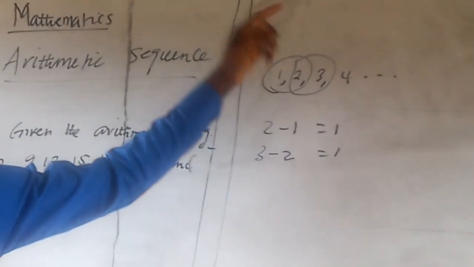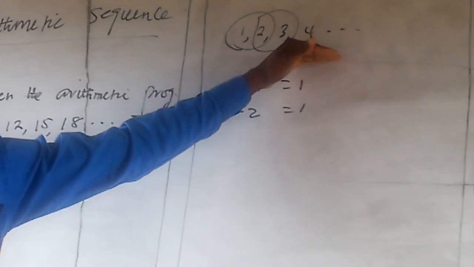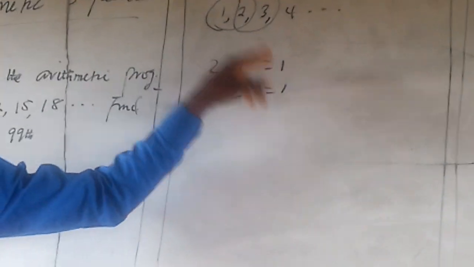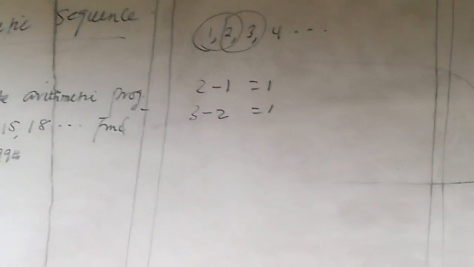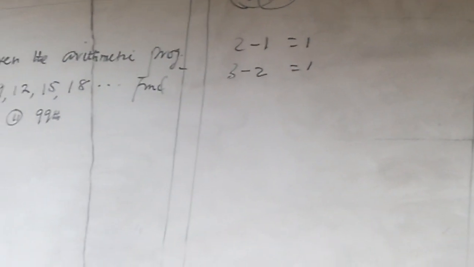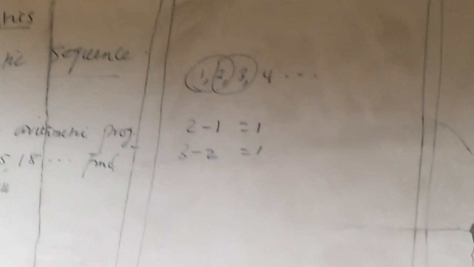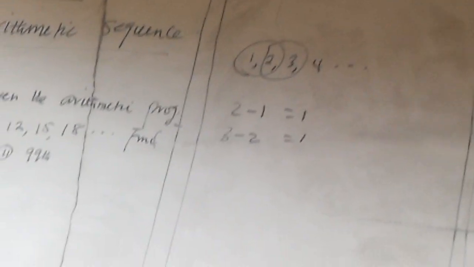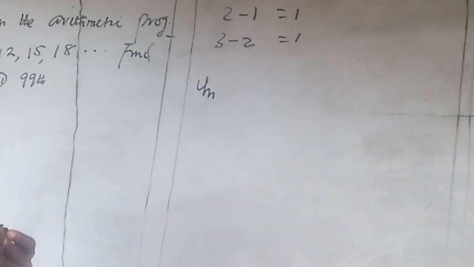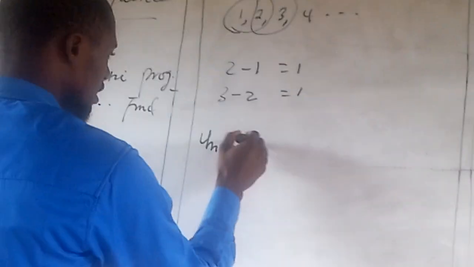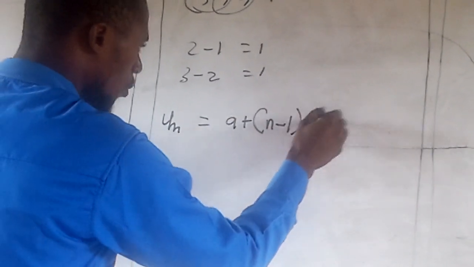This is a type of arithmetic progression. In this case, they are increasing with a constant difference, and the difference here is 1. And then the formula for finding the nth term of an arithmetic progression is given as Un, which represents the nth term, which is the same thing as a plus (n minus 1) all multiplied by d.